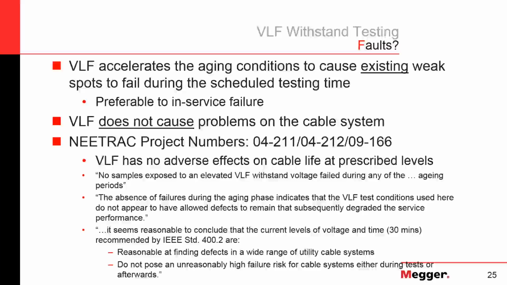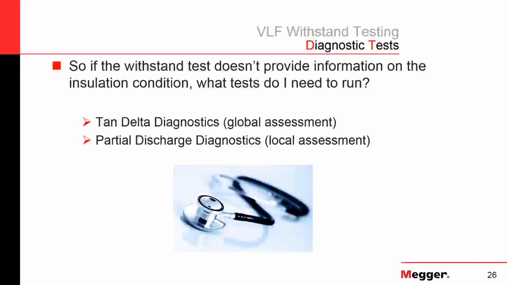And NETRAC published these papers. There's the numbers on the screen here. And NETRAC says VLF has no adverse effects on cable life at prescribed levels. And I particularly like the quote at the bottom there. It seems reasonable to conclude that the current levels of voltage and time recommended by IEEE are reasonable at finding defects in a wide range of utility cable systems and do not pose an unreasonably high risk of failure for cable systems either during the test or afterwards.